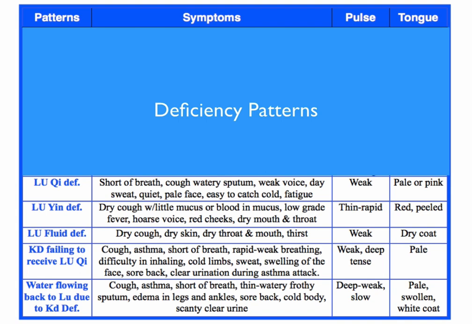So rapid, weak breathing, with difficulty in inhaling, right? Like they cannot take a breath. The person usually feels cold because it's going towards a yang deficiency. That's why there's usually swelling of the face and a sore back, that's a kidney issue. Clear urination during asthma attacks. So this is a kidney yang deficiency that's starting to show. Right now, it's only a kidney qi deficiency, but it's going to go towards a kidney yang deficiency, and that's why we have cold limbs, specifically cold lower limbs.